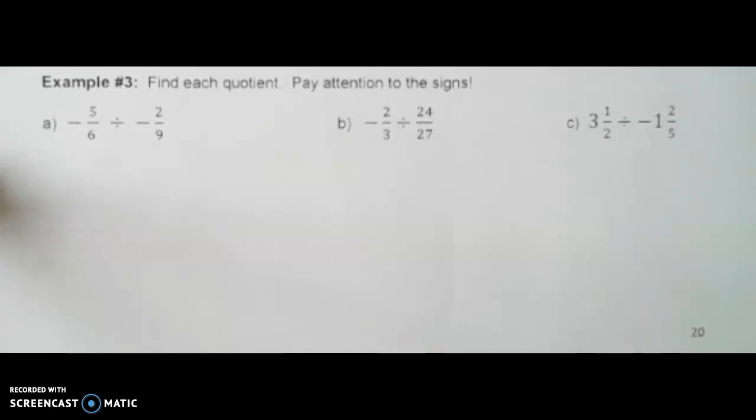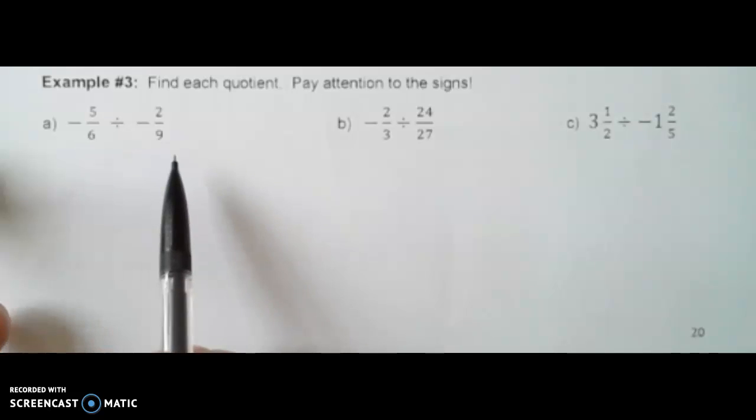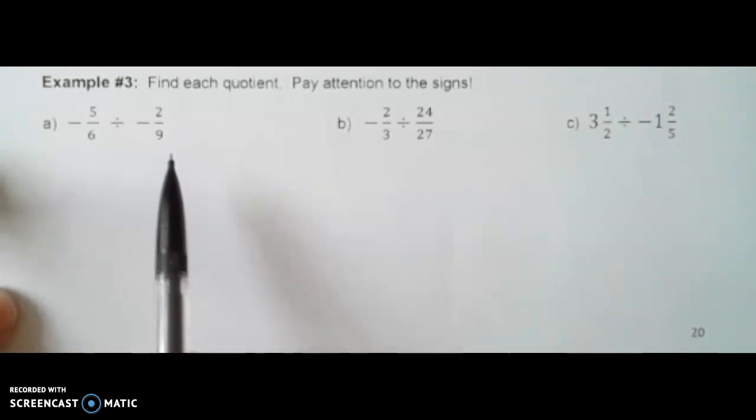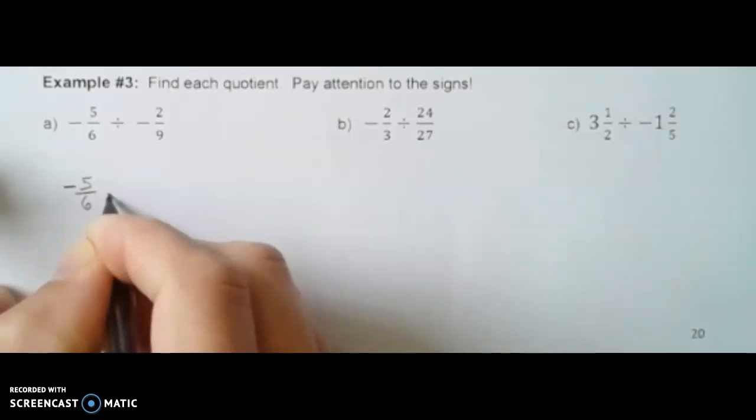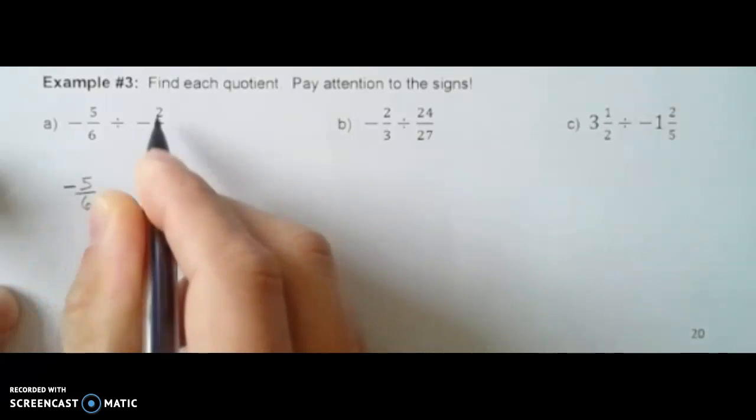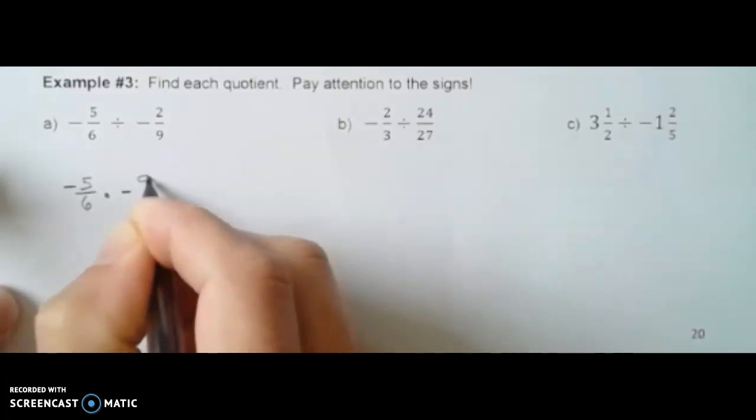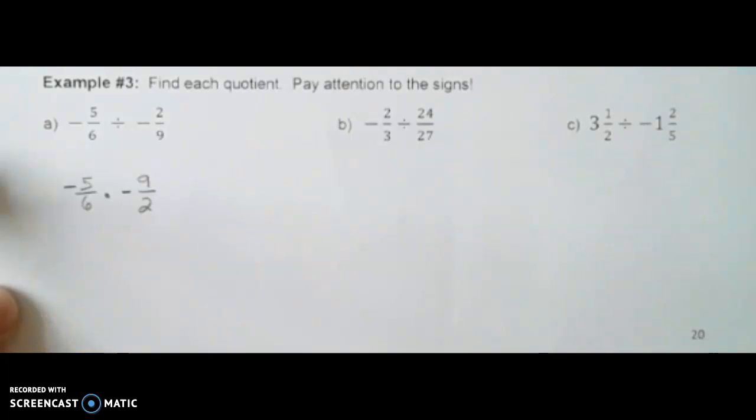In example 3, we're going to apply what we've learned. We're going to find each quotient, and this time make sure that you pay attention to the signs. So in example A, I have -5/6 divided by -2/9. Okay, these are both just fractions already, so I'm going to multiply by the reciprocal. So this is going to be -5/6 times the reciprocal of -2/9, which is -9/2. And now I'm going to see if I can simplify.